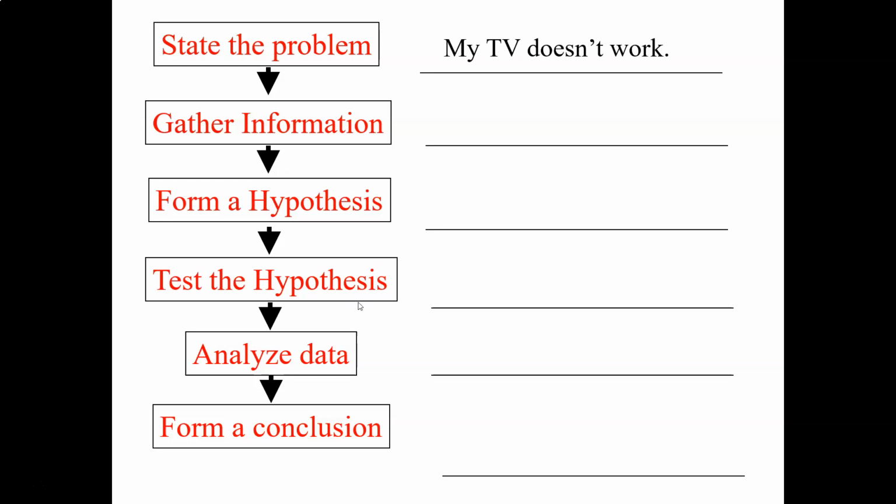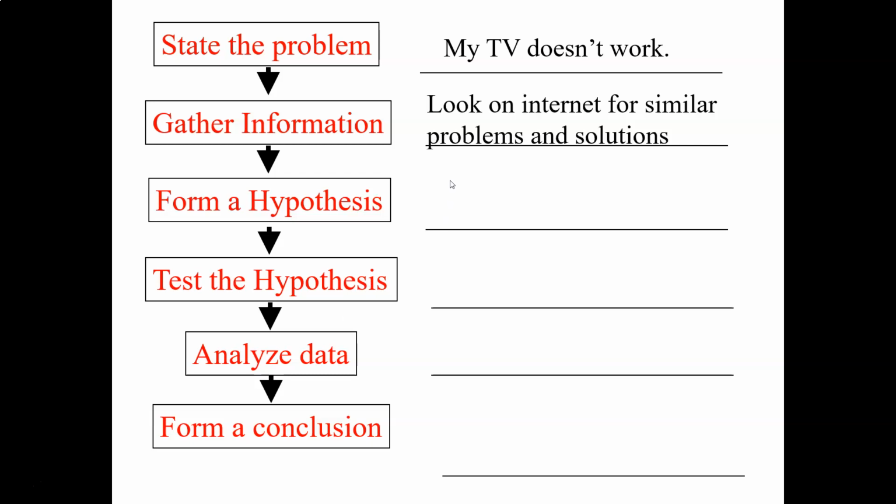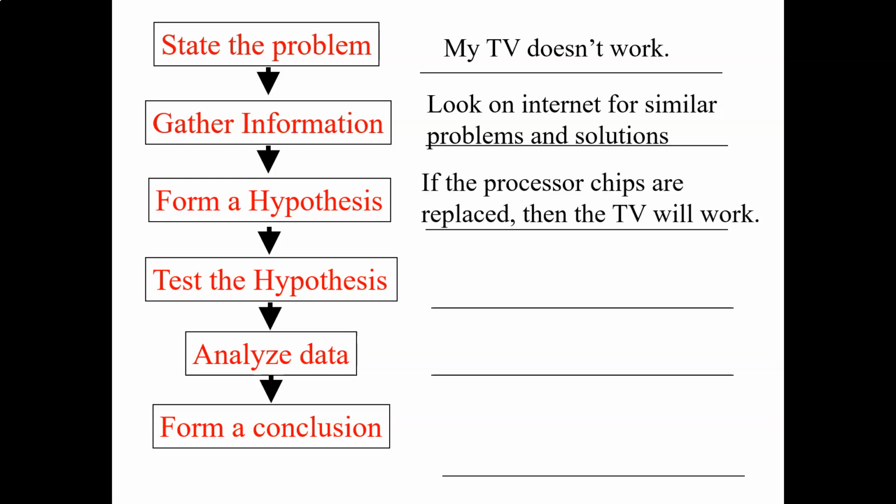And so I do not know that much about TVs. So what I did, a lot of internet research, and I found people that had the same model and had similar problems and what they did to fix it. A lot of these people said if you replace a couple of chips on the circuit board, this big old circuit board, it's like three feet long. Anyway, they said if you replace these chips, then your TV will work. So that was my hypothesis.